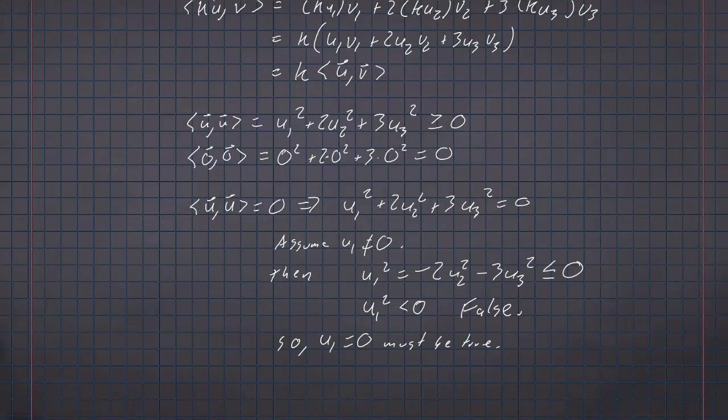All right, so if u1 not equal to 0 is false, u1 equals 0 must be true. I'm just going to say similarly, u2 equals 0 and u3 equals 0. It's the exact same proof. You assume that u2 is non-zero, you solve for u2, you realize that it's equal to a negative number. That's nonsense. And so you're good to go.